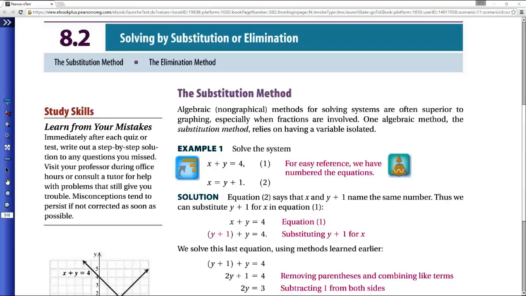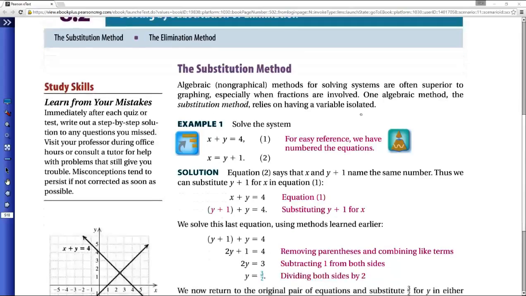Section 8.2. Well, we talked about in Section 1 about graphing as a way of solving or finding solutions to systems. We're going to go through two different methods in this section. One is called the substitution method and the other the elimination method. The substitution method is a non-graphical method, which is more accurate, definitely.